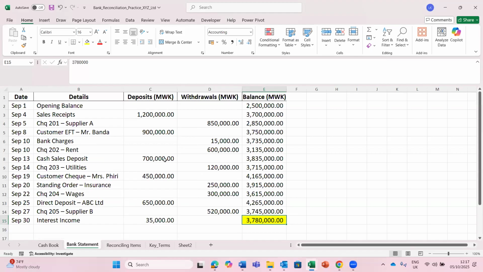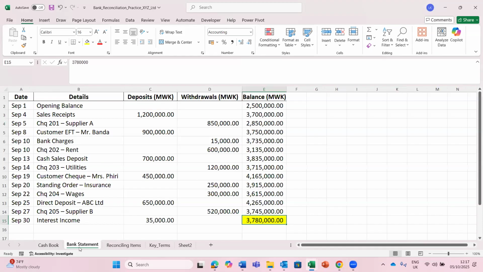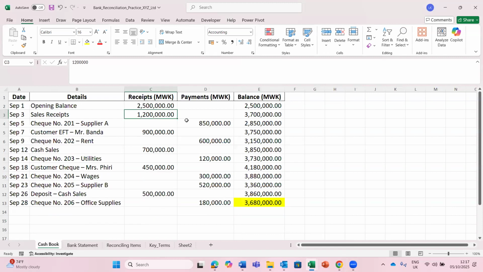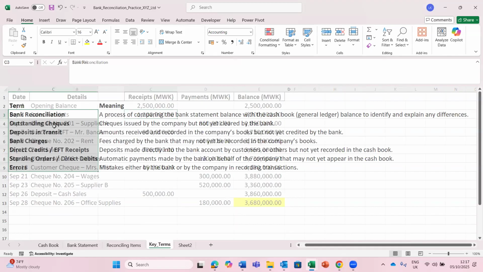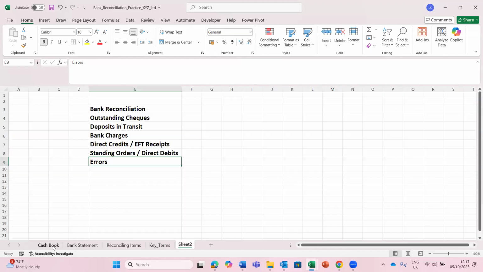Okay, so how do we make this reconciliation, right? This reconciliation is simple. What you do is you match transactions which appear both in the cash book and the bank statement. Okay, so let's start the reconciliation. I'll give those transactions which match a color of green, and those which do not match I'll leave like that, and then we can categorize them according to these terms: outstanding checks, deposits in transit, bank charges, standing orders or direct debits, and then we have errors. All right.